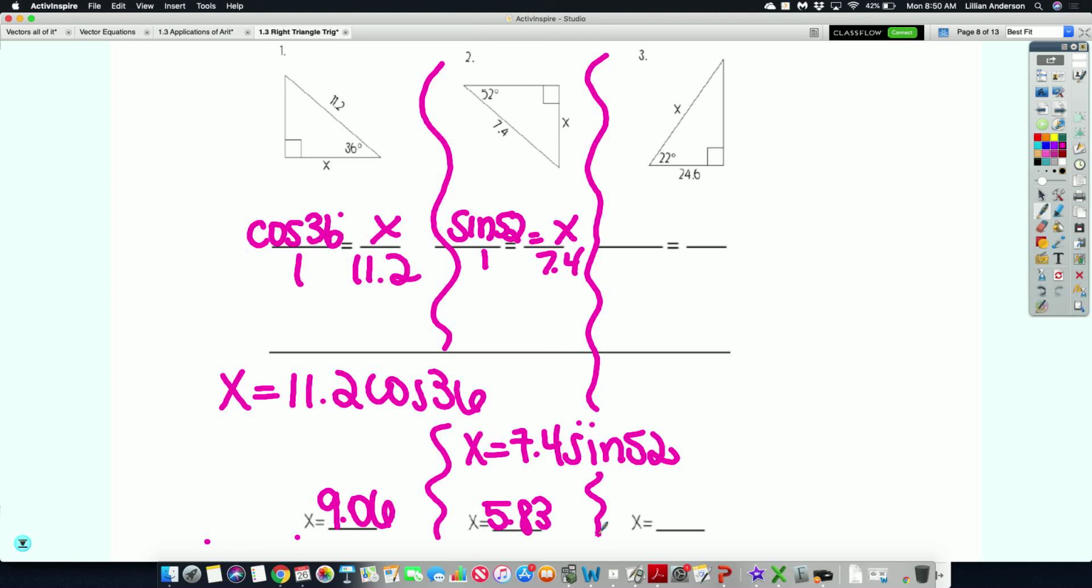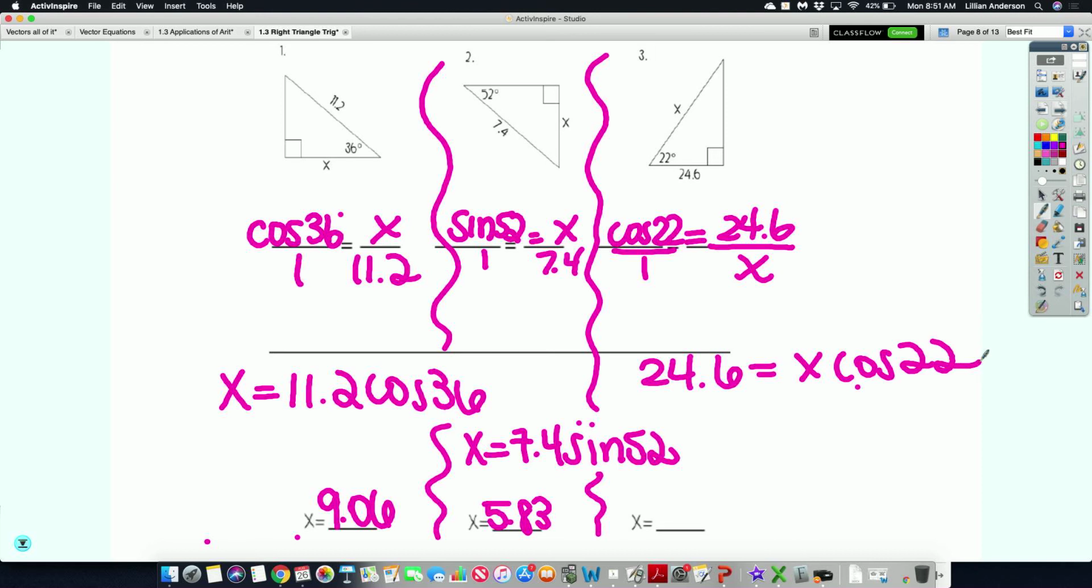Now the last one. The trig ratio was cosine 22 equals 24.6 over x. Now this one's different from the first two. Why? X is the variable in the denominator, which means that the format is not going to be set up how it was with 1 and 2. Okay? Be very careful with these. If I make my proportion, when I cross multiply, I'll get 24.6 equals x cosine 22.